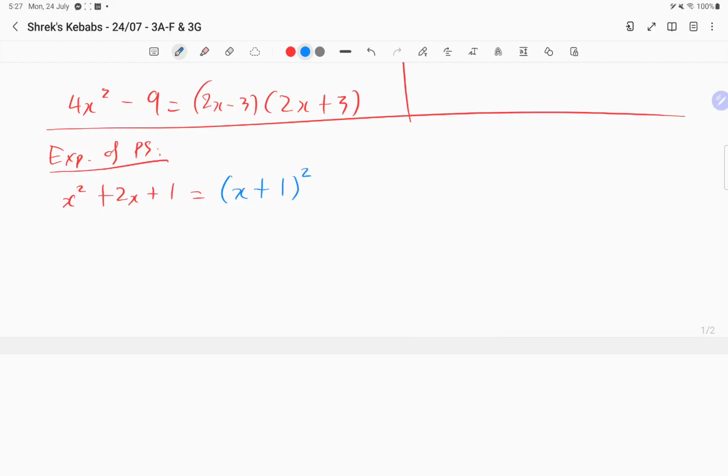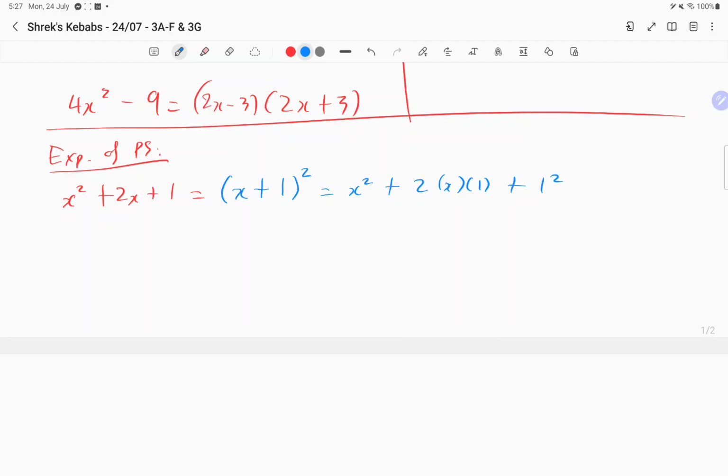Why? Because if you use the expansion of perfect square, you get x squared plus 2 times x times 1, which is simply just 2x, right? And then plus 1 squared, which is 1. Does it make sense? 2 times x times 1 and then plus 1 squared. Can I write that down, please? Yes.